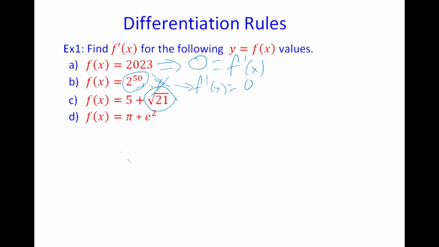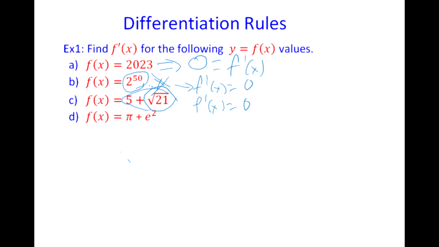Plus 5 plus a real number is a real number, because C is a real number, which means a constant value. That means the derivative of f of x in C is also 0, guys.